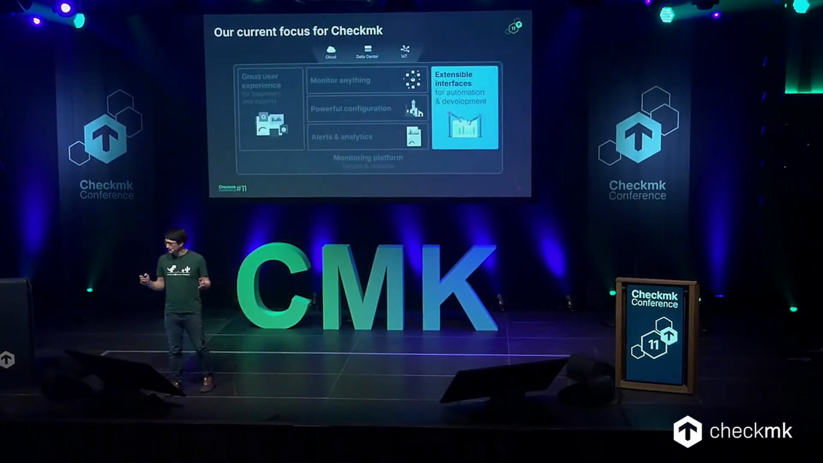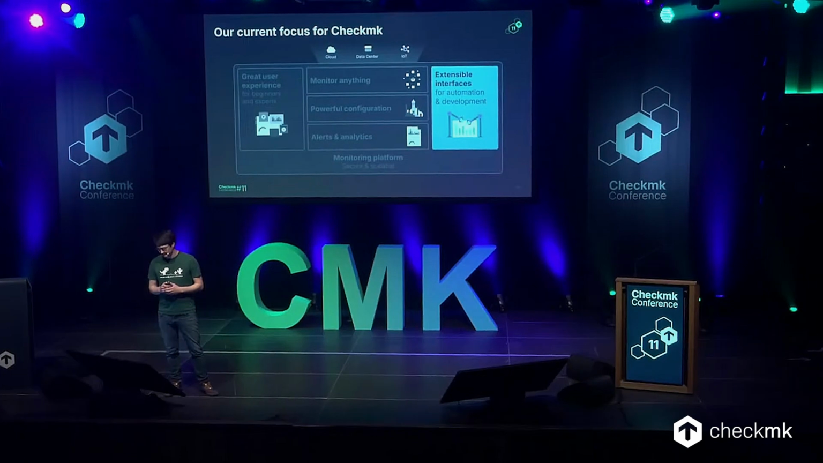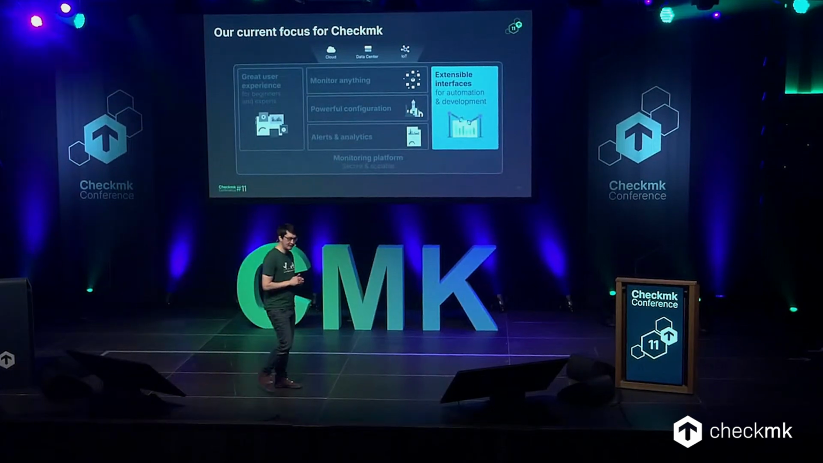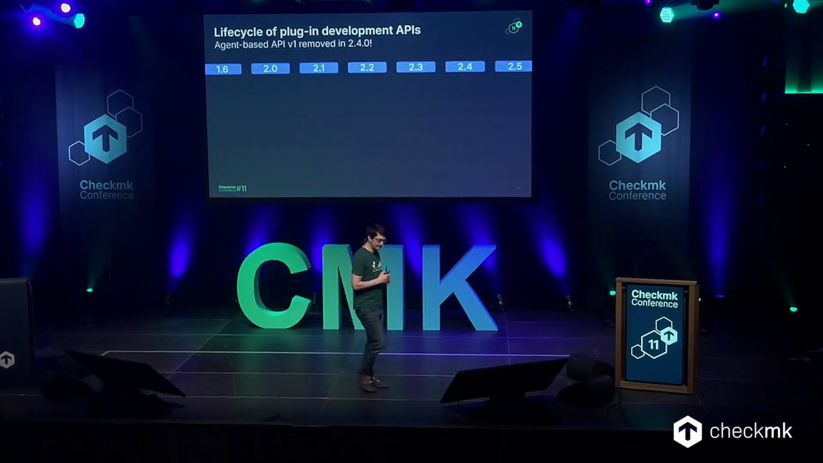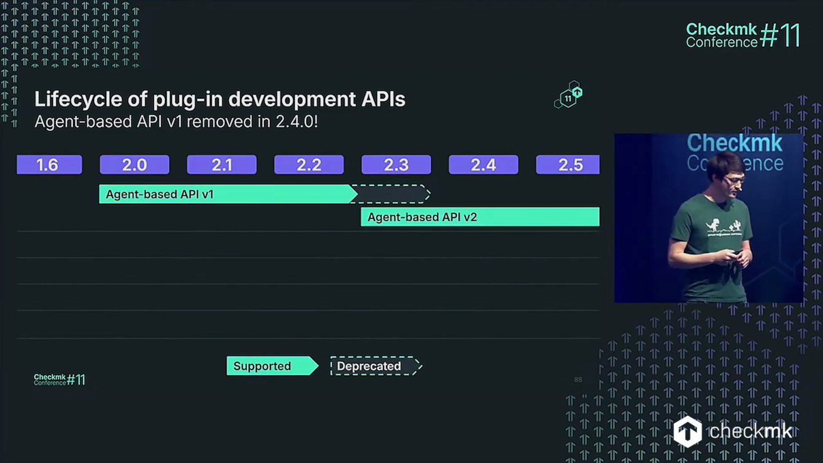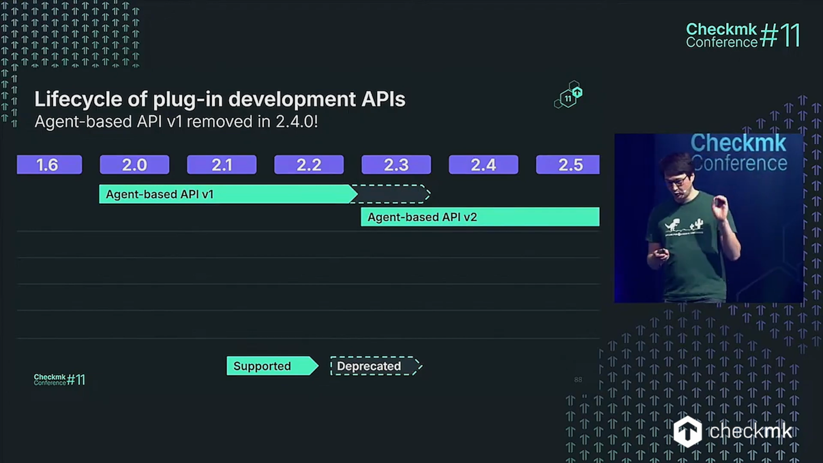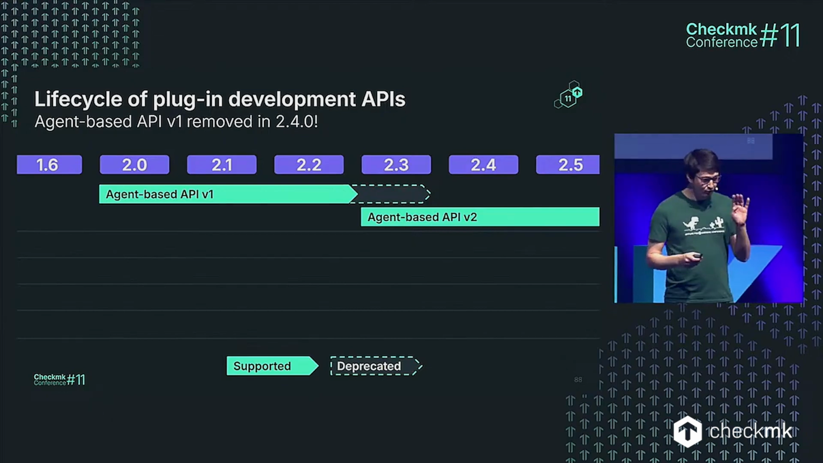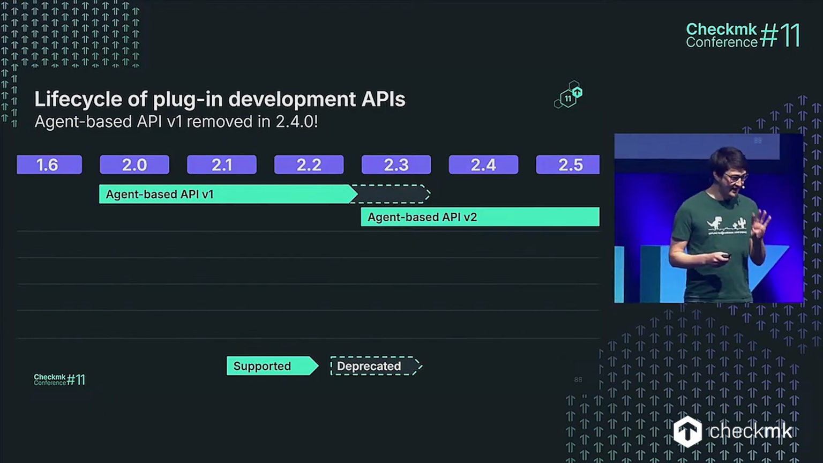As the last part of my talk, we go into interfaces. Interfaces for automation and development, and we start with our developer interfaces. With Checkmk 2.0, we introduced the agent-based API v1. And in 2.3, last year, we introduced version 2 of it. As part of that, we deprecated the old API. I think it's important to highlight that for 4 years, this was a stable API which had no change to it.